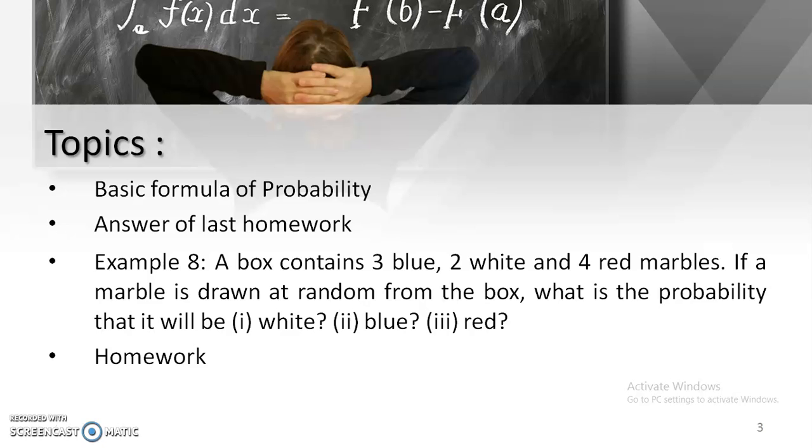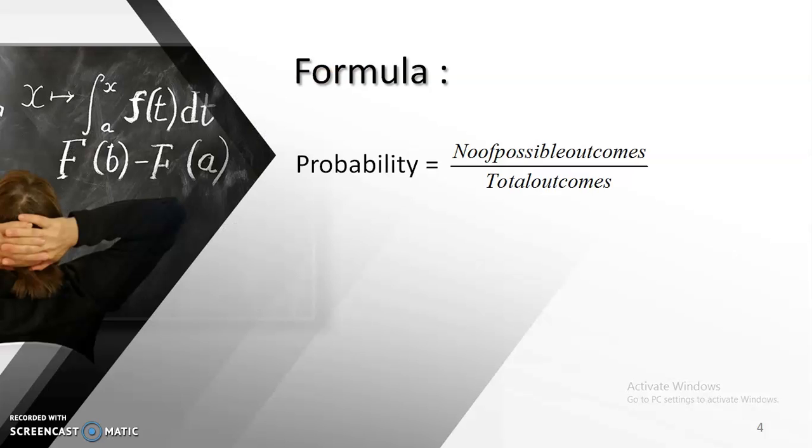So go to the first. It's the basic formula. Probability equals the number of possible outcomes divided by total outcomes, which is already known. So go to the next.